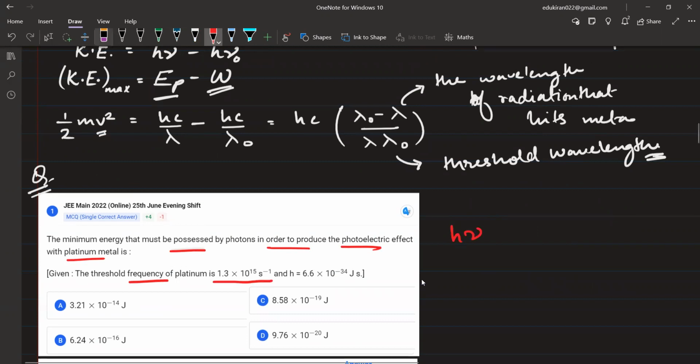What is given to you? You have been given the frequency nu. You just need to multiply this by h and you will get the threshold energy. Nu naught is given, so what will you get? You will get W. That is the threshold energy. Do this.